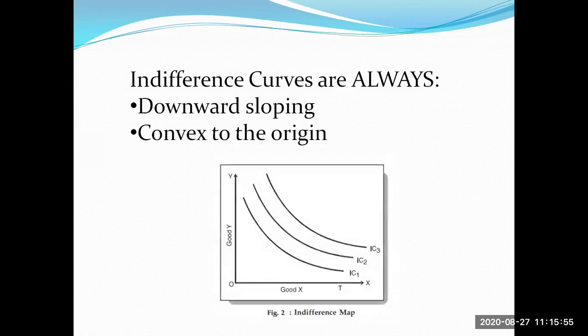So as you can see from the diagram, indifference curves are generally, or as I've mentioned here, always, which is essentially an exaggeration, downward sloping and convex to the origin. But today we'll be trying to find out cases where it might not be the same. So let's take a story.